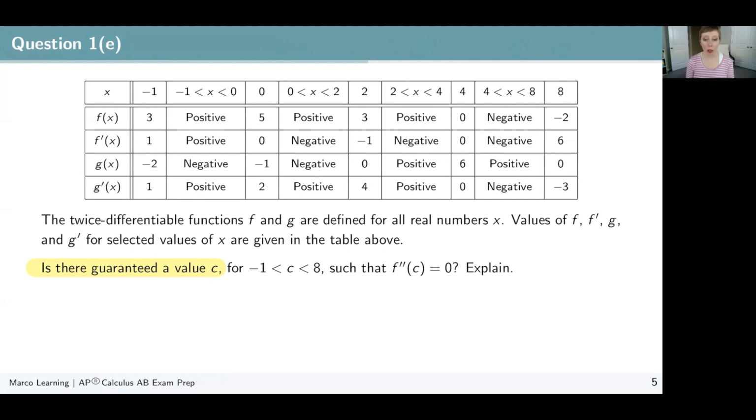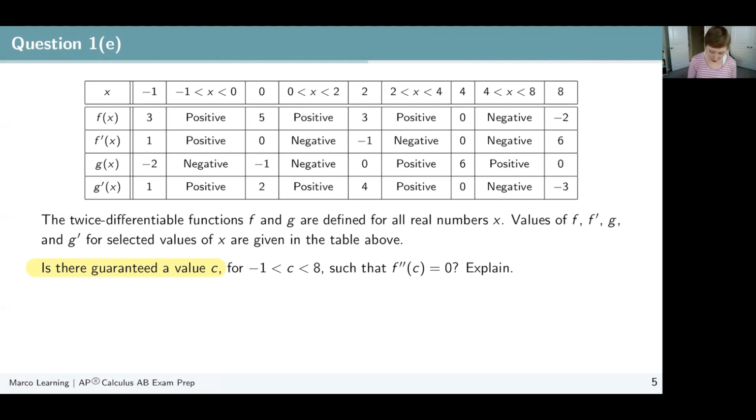So let's see which one of these theorems seems like it matches the conclusion we're trying to make. The conclusion we're trying to make is that f double prime of c equals 0. Well, none of those theorems specifically say something about the second derivative. So that's one thing that we have to kind of stop and think about. And also, we don't have any information about f double prime in our table. So that's another thing to maybe stop and think about.